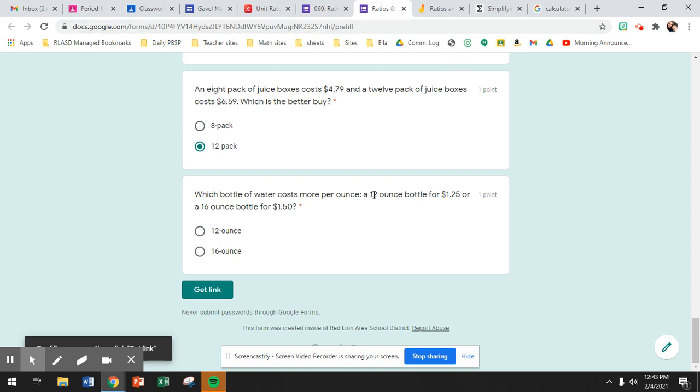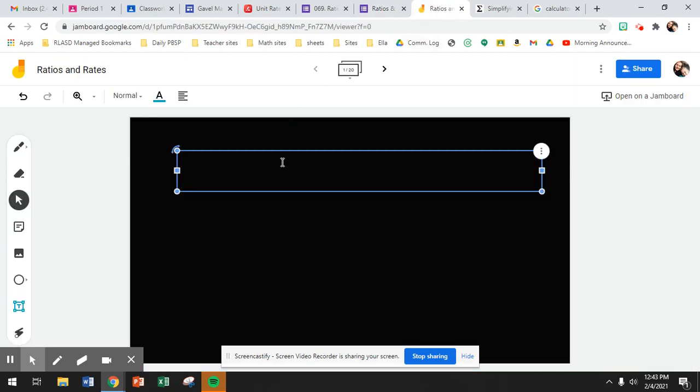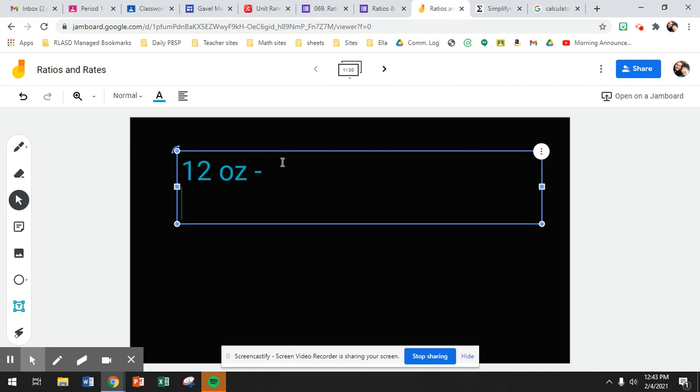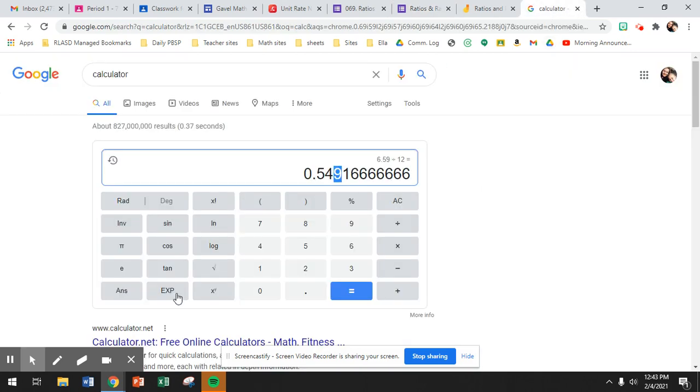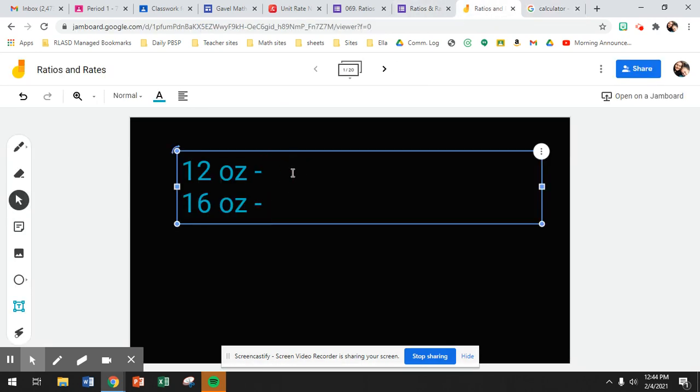Okay. So I'm going to find out how much is 12 ounces and 16 ounces. Okay, so 12 ounces for $1.25. You always take your money, $1.25 divided by 12. 1 ounce is 5 or above, give it a shove. 4 or below, let it go. So it's going to be 10 cents an ounce.